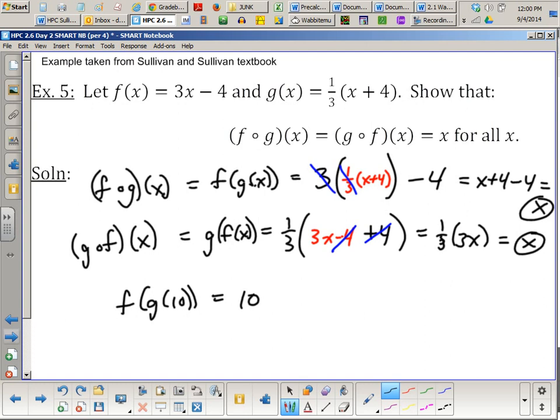This will work with any number. This came out to x, we didn't even say what x was. So x could be 10, x could be 100, x could be pi. Whatever you put in is what you're going to get out. So we'll talk more about inverses later, but this is foreshadowing that idea.